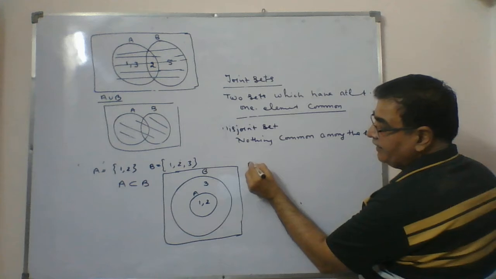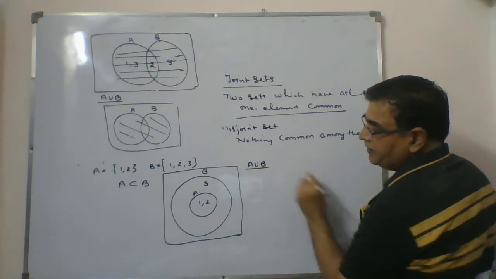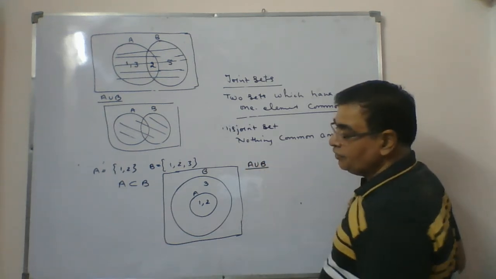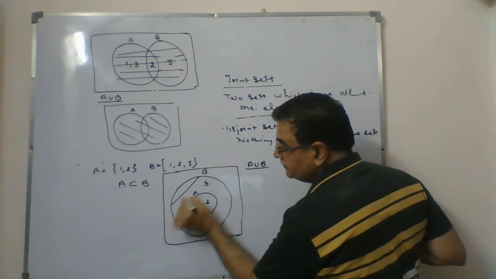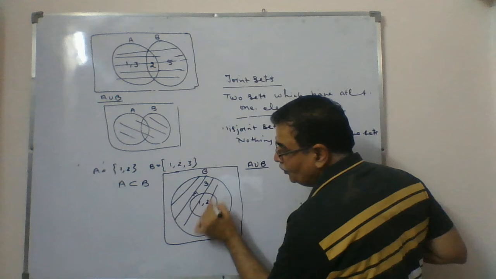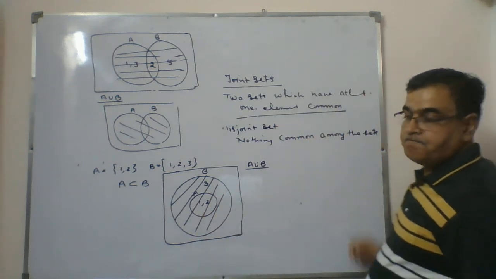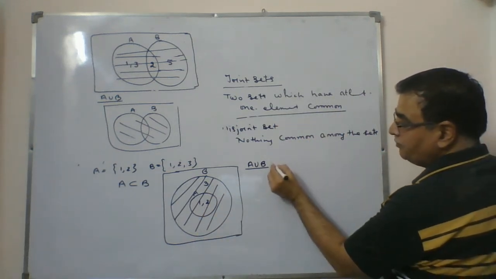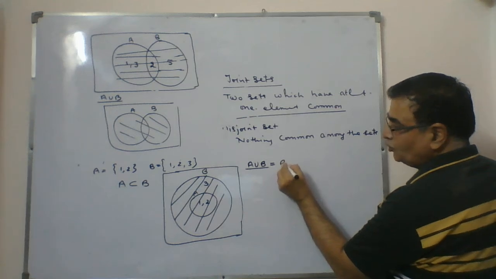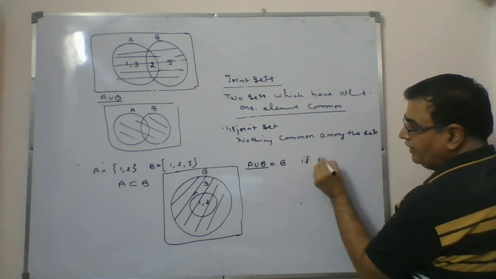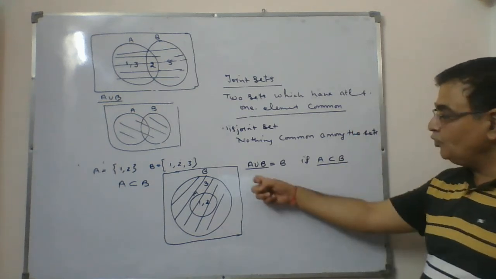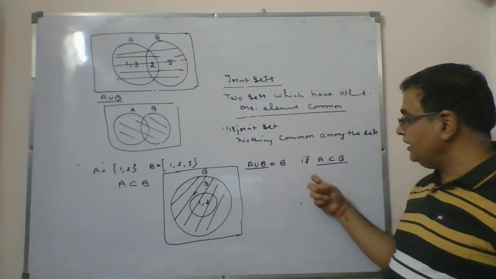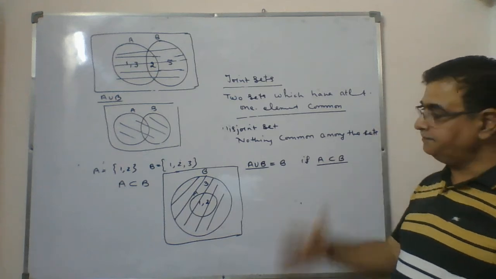And if I say now plot A union B, what is A union B this time? A union B means complete B, because that already includes your A also. So A union B in this case will come out to be B if A is a subset of B. Keep in mind, A union B is equal to B if A is a subset of B.